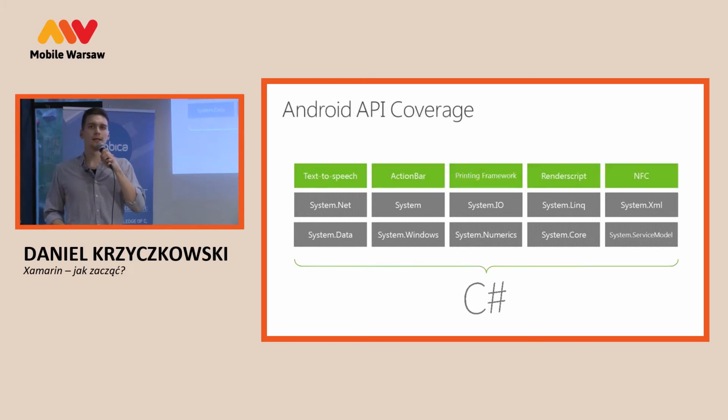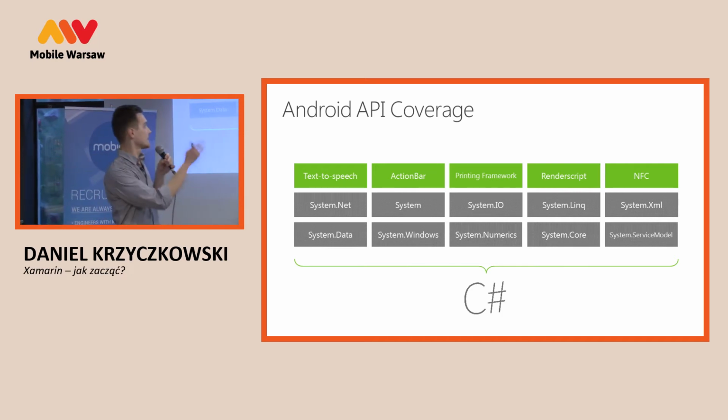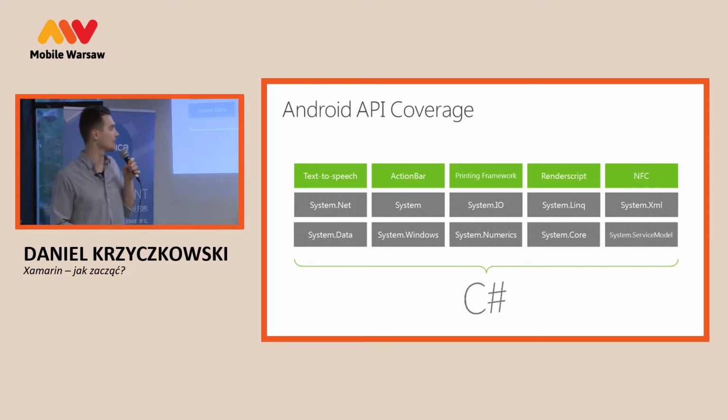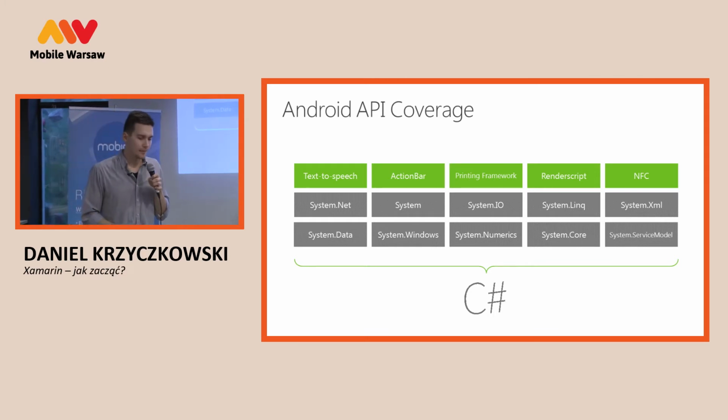On Android, the situation is similar because, for instance, if you decide to use text-to-speech or some other APIs like NFC, you are also able to do it with C#. So there are also wrappers that enable you to create this application with C# without Java. Okay, but that's about APIs, and this is the introduction. So I would like you to know that you are able to access native APIs on the Xamarin platform, and that's very important.